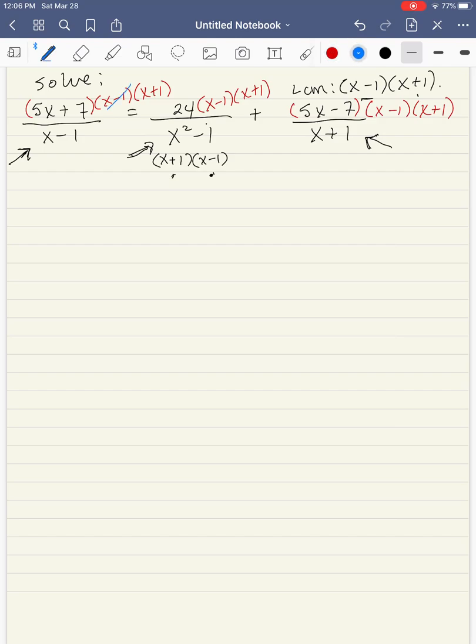And we see that we can cancel x minus 1 here. On this one, the x minus 1 and the x plus 1 cancel. And then on the last one, the x plus 1 cancels.